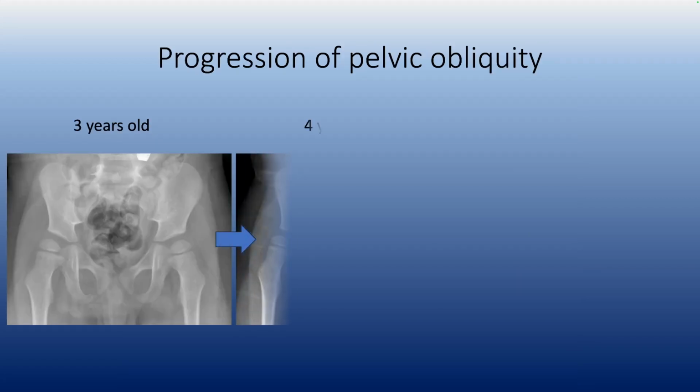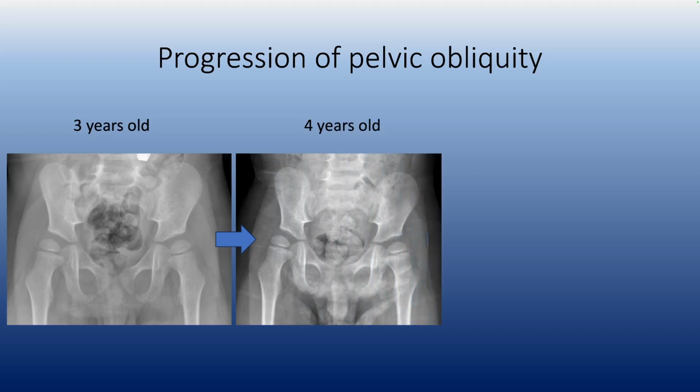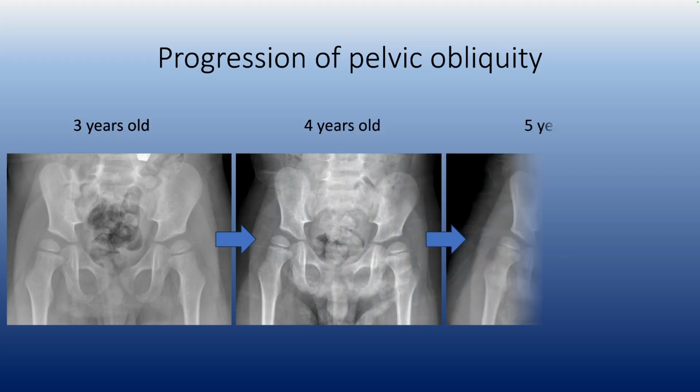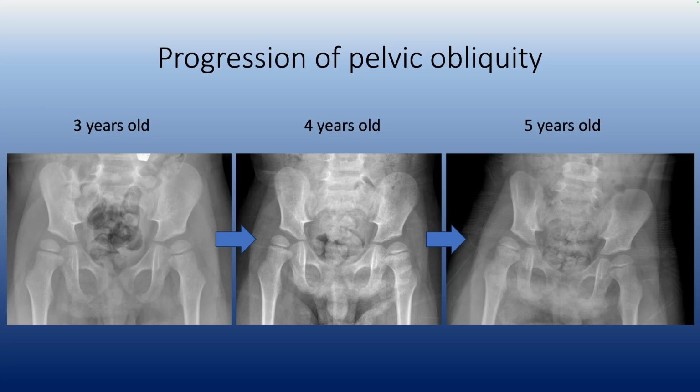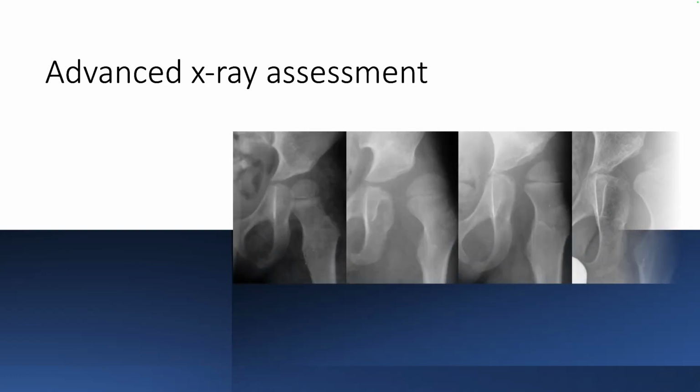Pelvic obliquity, noted either clinically or radiographically, especially when it is progressive between examinations, is associated with an increased risk of progressive hip displacement. As part of the assessment of children with cerebral palsy, orthopedic surgeons consider some additional radiographic parameters.